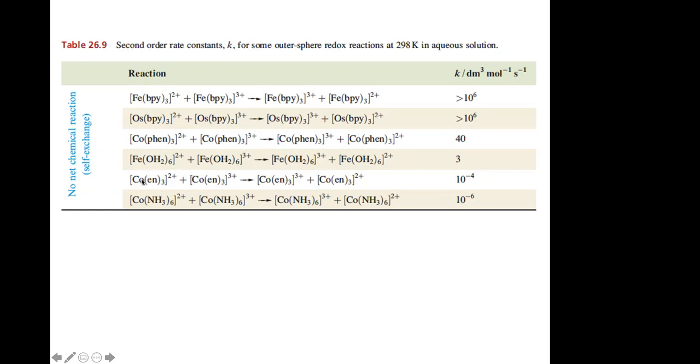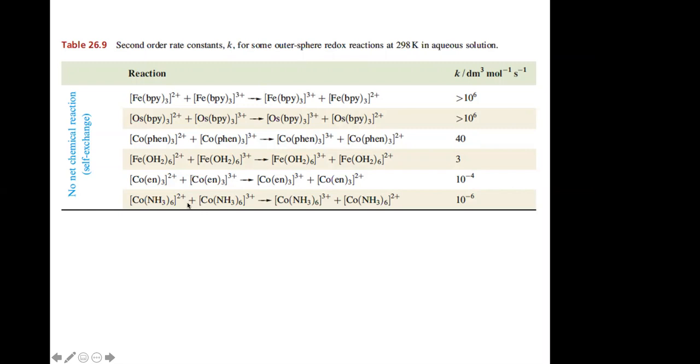We can compare this with a couple of other cobalt 2,3 self-exchange reactions. This one with ethylenediamine is slightly faster, but still quite slow at 10 to the minus 4. And then we have one with phenanthroline, three chelating phenanthroline ligands, which is much faster.